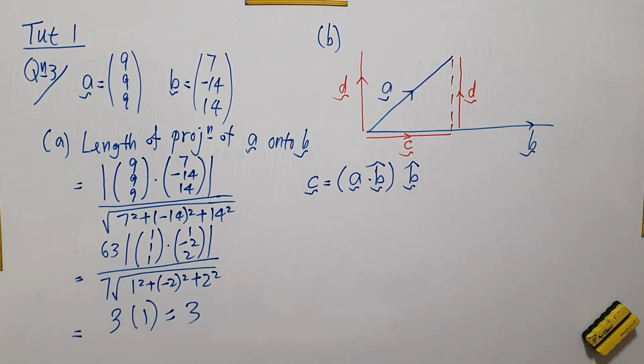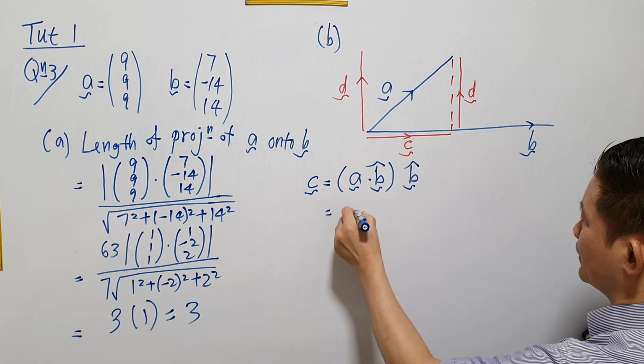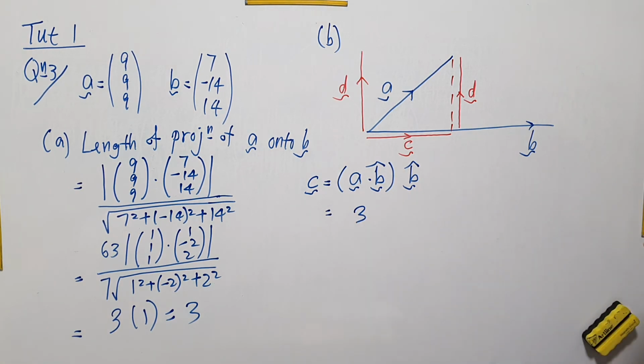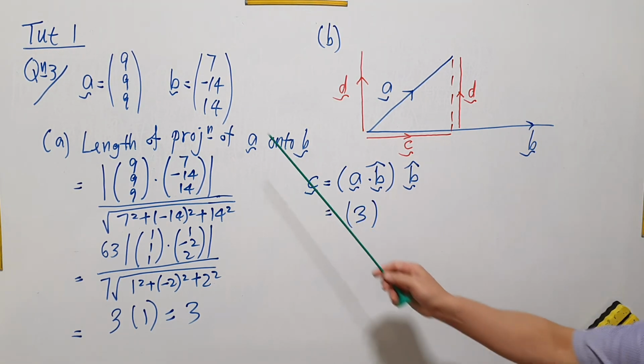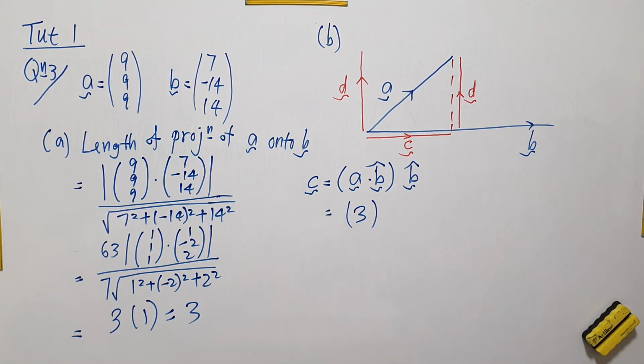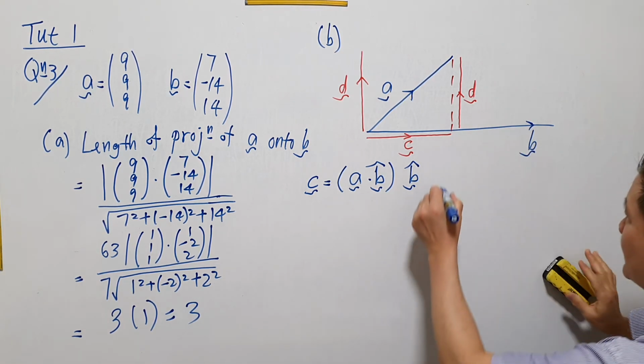I can borrow the calculation of A dot B hat from here. If you look carefully, I can borrow from this calculation. A dot B hat, you'll find that it's actually 3. And then B hat equals the vector B divided by its modulus. Maybe I write it like this, easier to write.